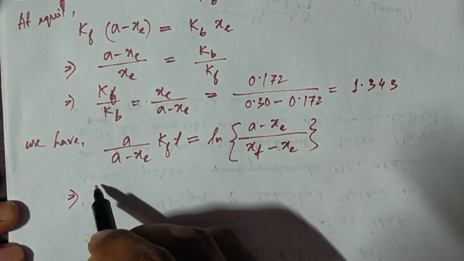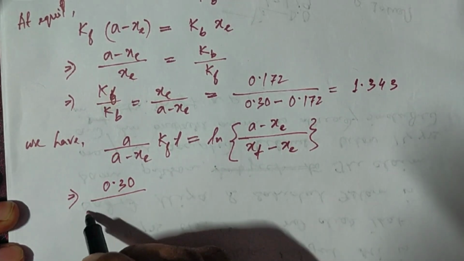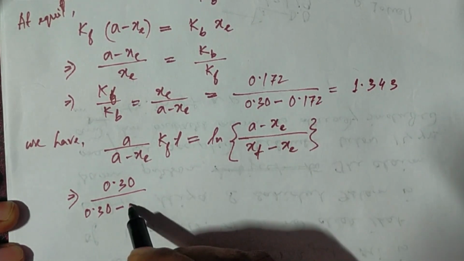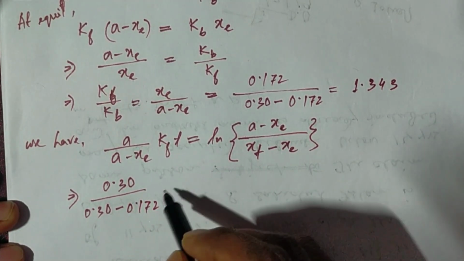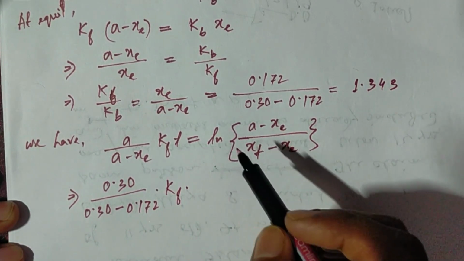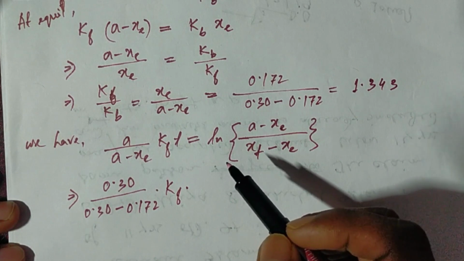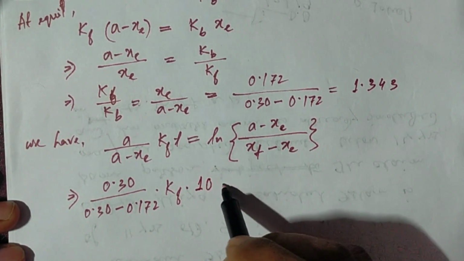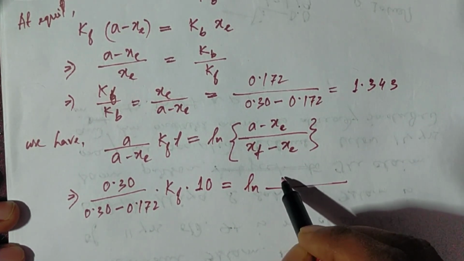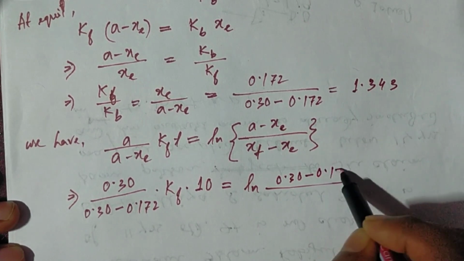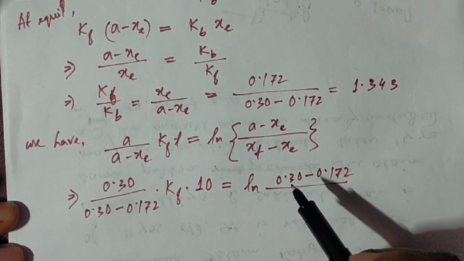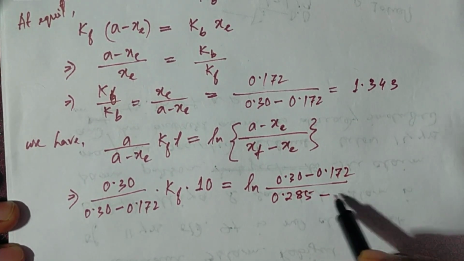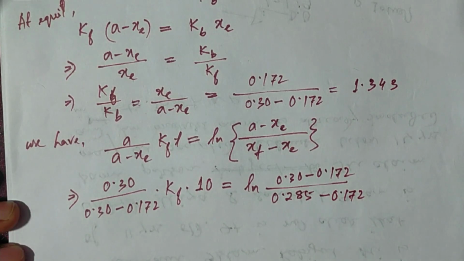I will put the values. A means 0.30 minus Xe, that means this one, 0.172. Kf we will find out, and time is 10. In the equation it is given, concentration of A at 10, that means time 10 seconds. So we will write 10 is equal to ln A, meaning 0.30 minus Xe, 0.172, and Xt, when time is 10 the concentration is given in the question, which is 0.285 minus 0.172.